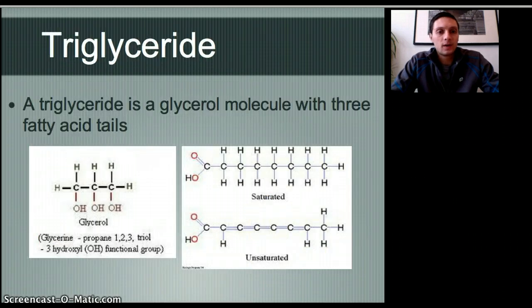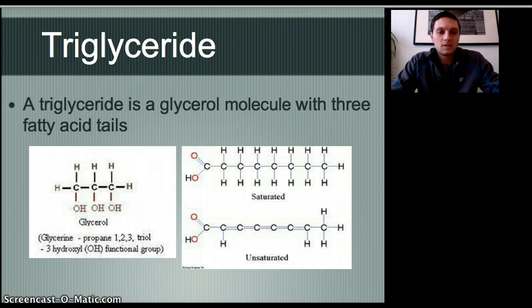And to finish up today, a triglyceride is the molecule that we mentioned earlier. A triglyceride is a glycerol molecule. So here's our glycerol. It's 1, 2, 3 carbons. It has 1, 2, 3, 4, 5 hydrogens, and then 3 OH groups. And it has 3 fatty acid tails, and those can be saturated or unsaturated. And so these hydrogens here are going to be removed, and the saturated or unsaturated tails are connected to these carbons.